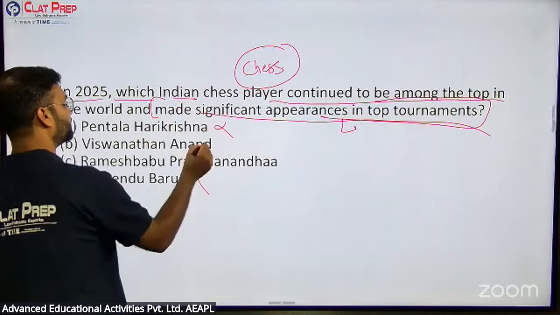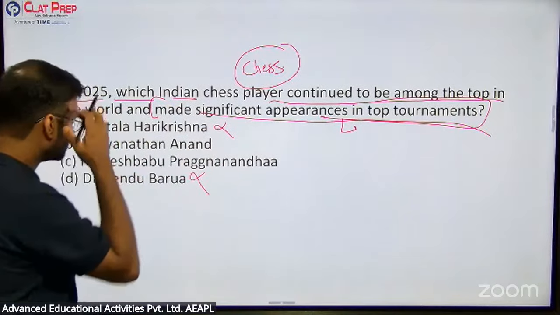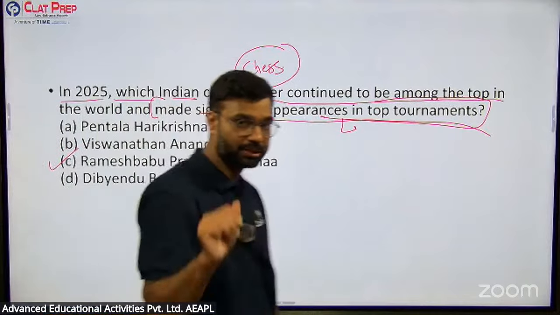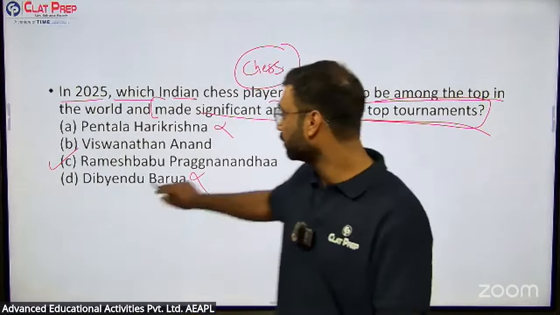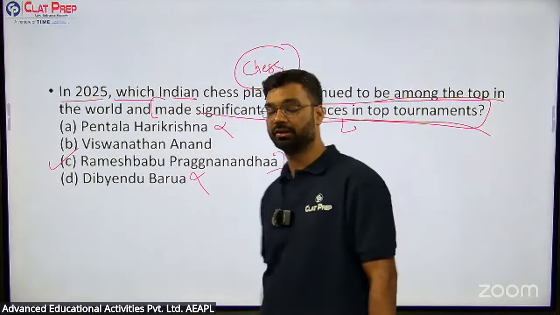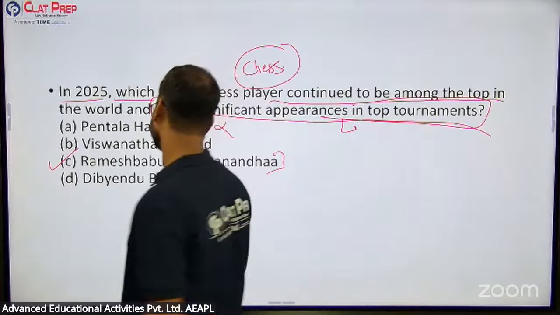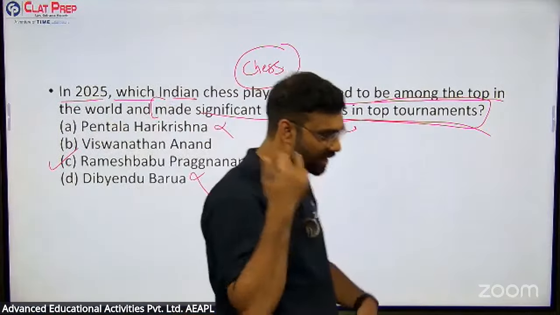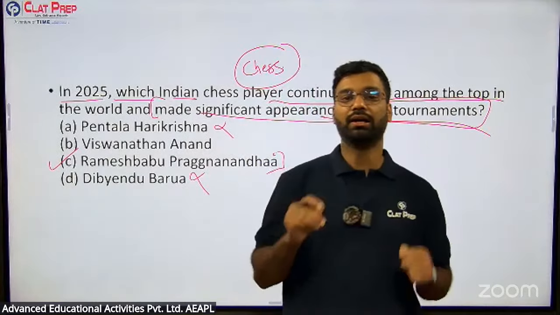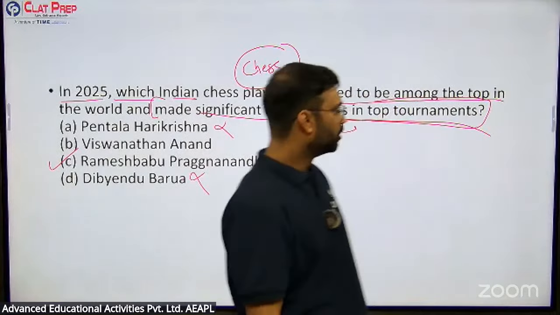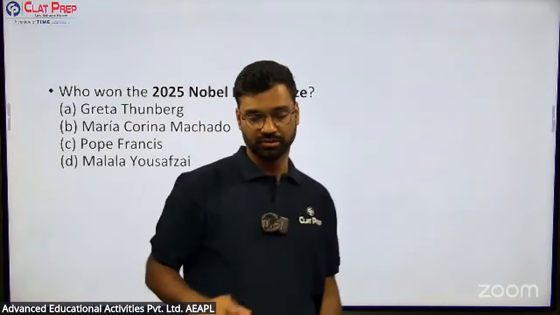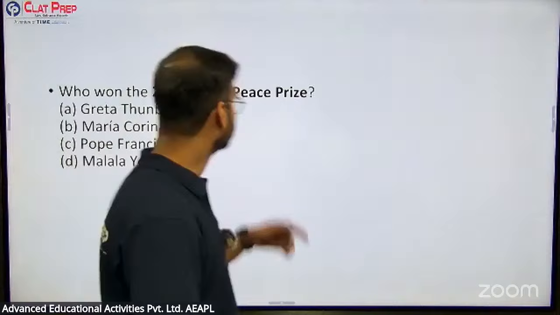Now we are left with Vishwanathan Anand and Ramesh Babu Pragnananda. Now this is the name which rings a bell in my ear. A lot of times this name has been repeated. So this is the correct answer for this question. Again, you can think about the question, try to recollect from your memory and try to guess the answer, right? Most of the questions, you will not know the direct answers, but you'll have to guess.